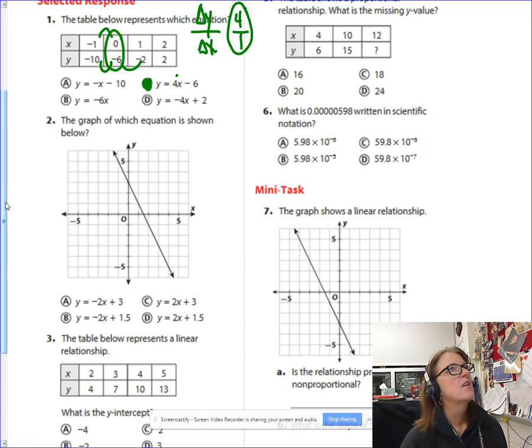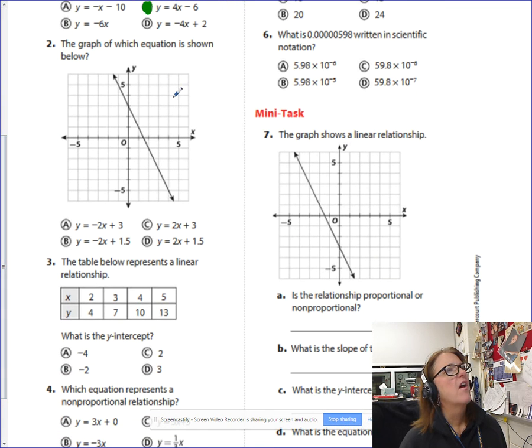Great. What is the graph, or the graph of which equation is shown below? The first thing you should do is look at this line and say, Shazam, it's a negative slope because it's going down. Goodbye, C and D. What's your y-intercept? +3. That leaves one choice left.